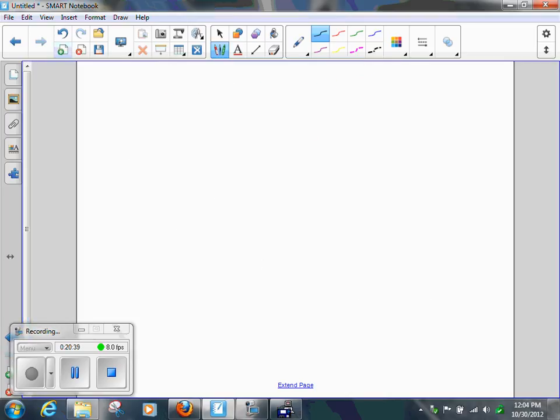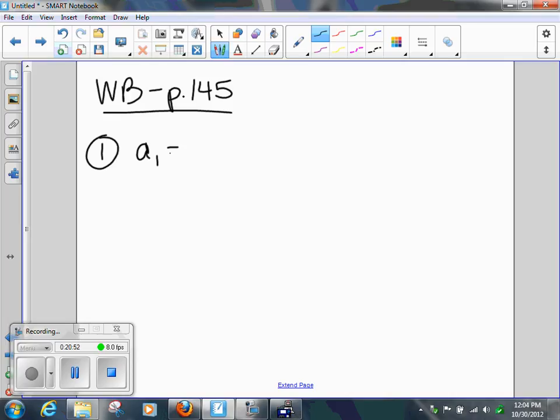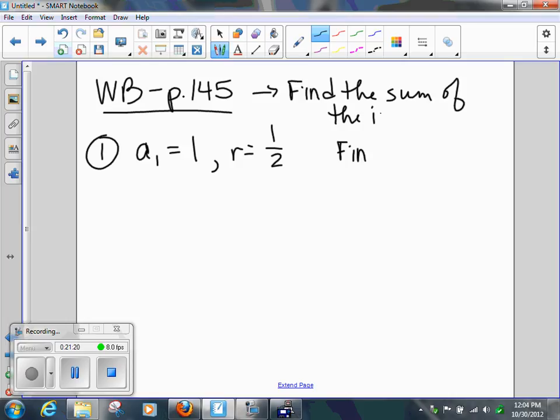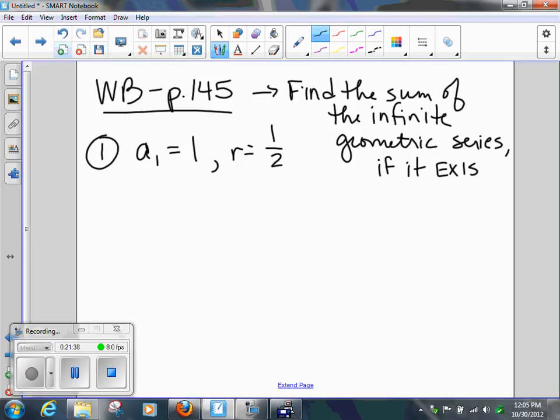Here's what I want you to do. I want you to look at page 145 in the workbook, and this is where we're going to get our examples from. Look at number 1. You tell me what this means. The first term in our sequence is 1. The ratio is 1/2. And it says, find the sum of the infinite geometric series. What's it say at the very end? If it exists.